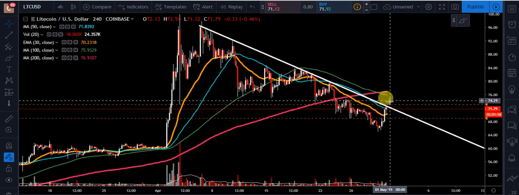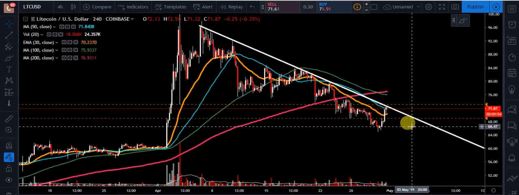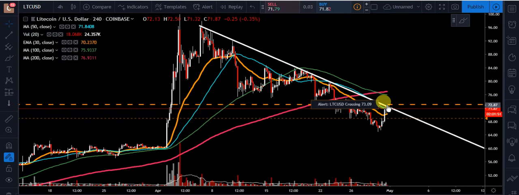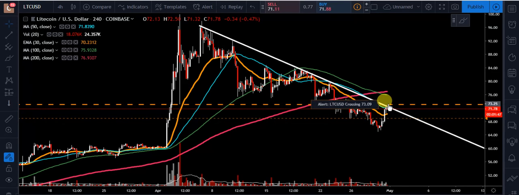So if we break out of those, you got to be careful of a false break where we'll come up to this area and then you can actually fall back down even farther. That's why you would look for serious volume to accompany this move if we are to break to the upside, and that's why I have my alarm there.